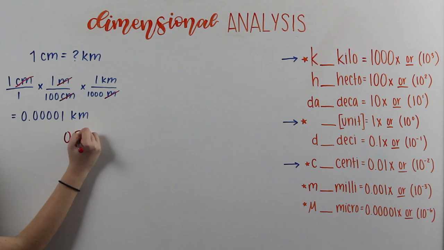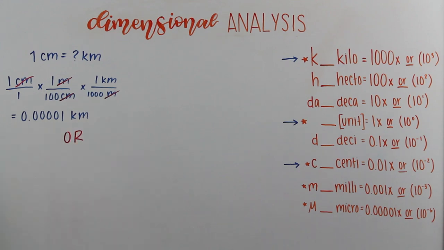The second way of doing this problem is to use the prefix table on the right. However, in order to solve the problem with the second way, you need to be familiar with multiplying and dividing positive and negative powers of 10.